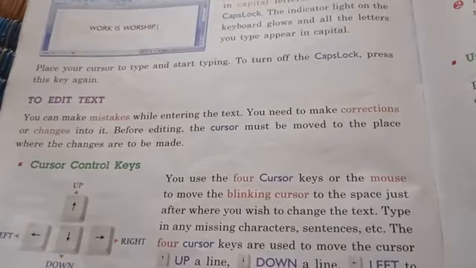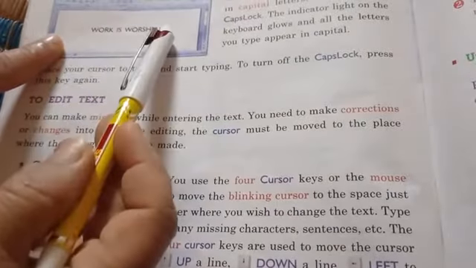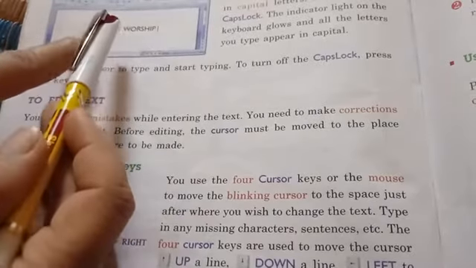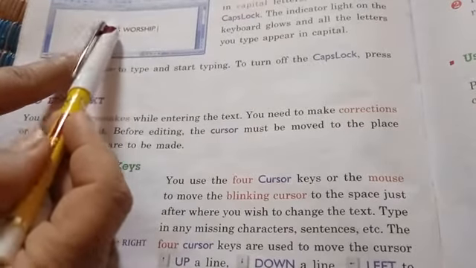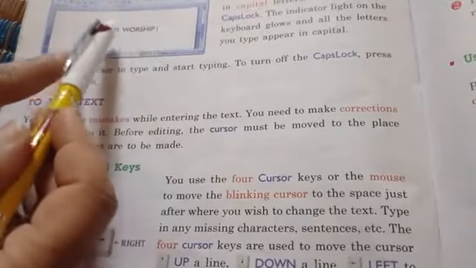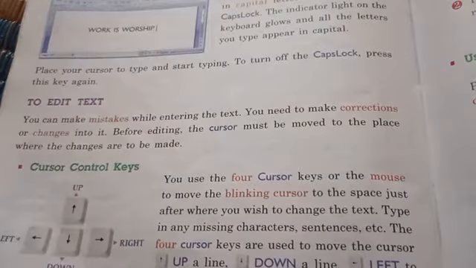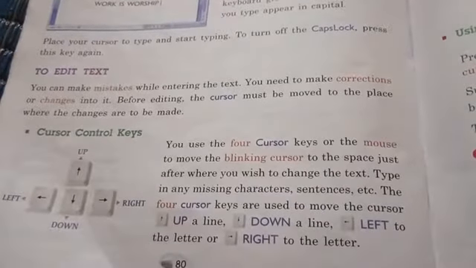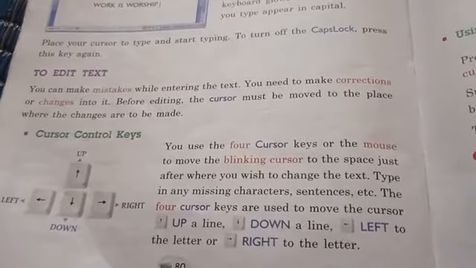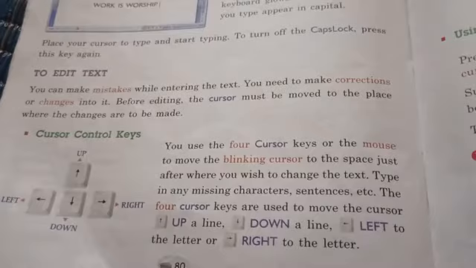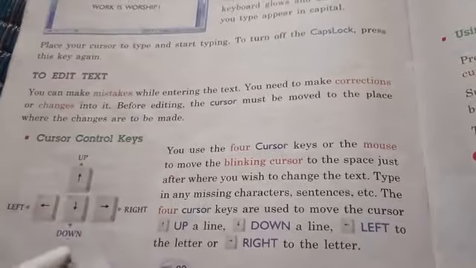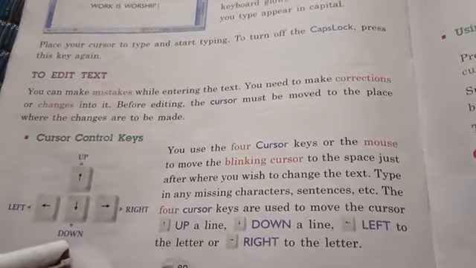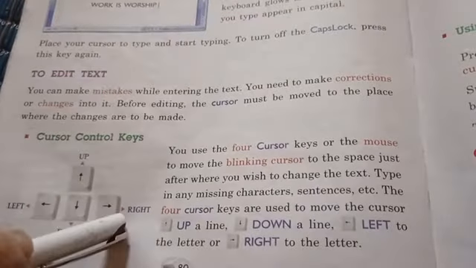Suppose you have typed here "work is worship," but in place of "is," you typed "as." To erase the A, you have to move your cursor to the place of the A. So how will you move your cursor? You can move your cursor by these cursor control keys. This is for up, down, left, right.